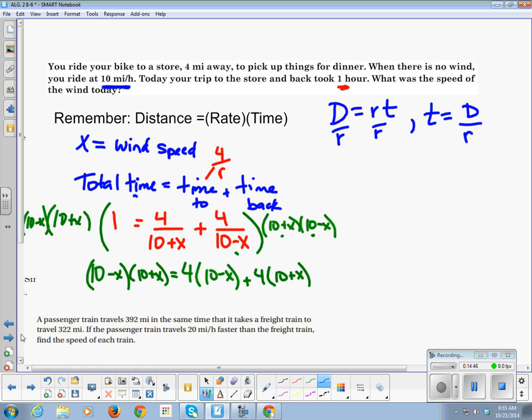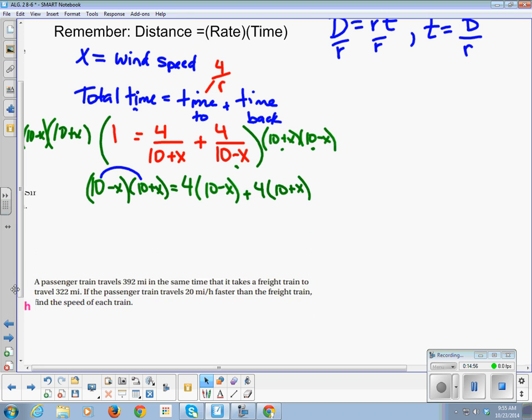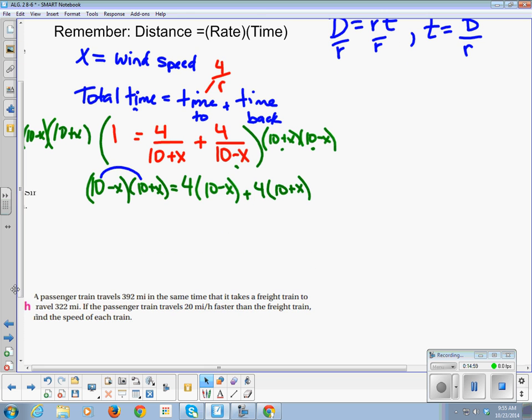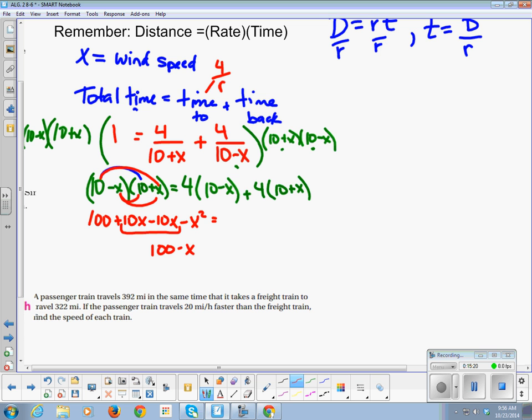So the first thing I'm going to do is distribute. 10 times 10 is 100, and I'm going to actually move it. Let's move everything down. I need more room. 10 times 10 is 100. 10 times x is 10x. Negative x times 10 is negative 10x. Negative x times positive x is negative x squared. These cancel. I get 100 minus x squared.